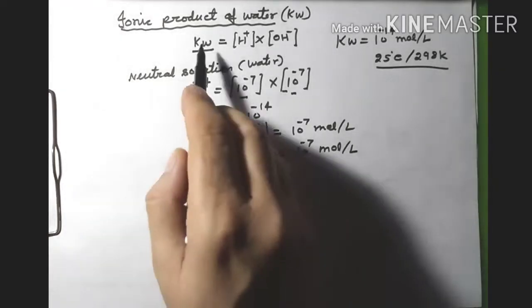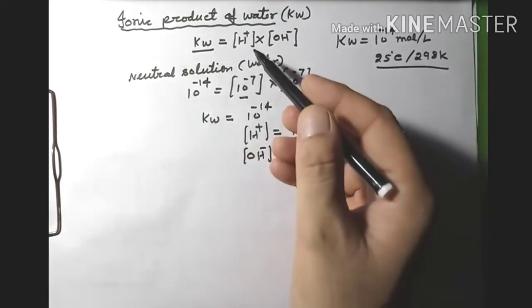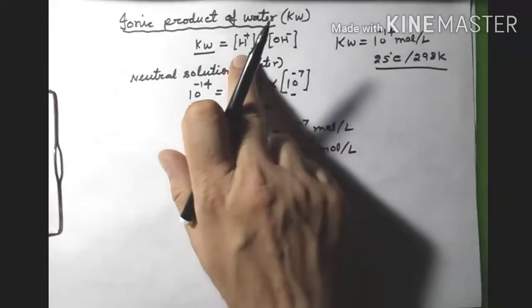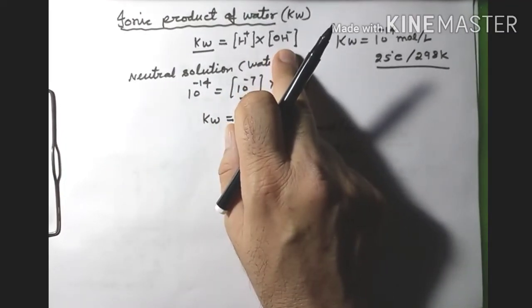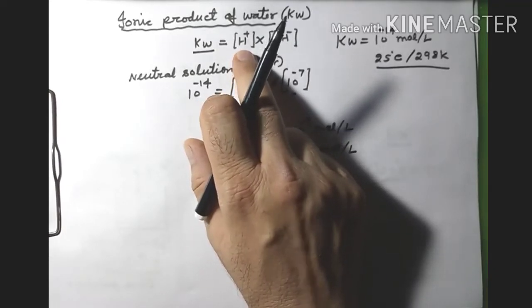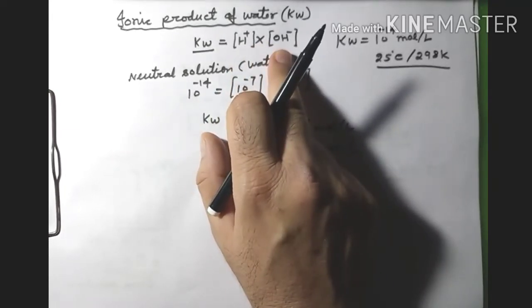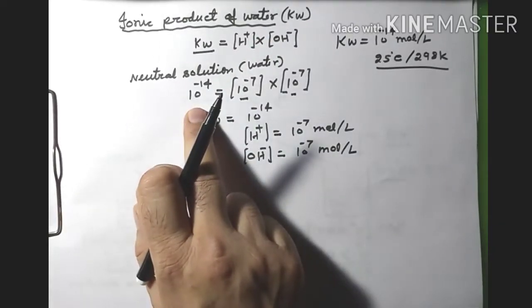And since the value of Kw remains constant, it means in any solution, if the concentration of H plus ion increases, then automatically the concentration of OH minus ion decreases. And if the concentration of H plus ion decreases, in the same solution the concentration of OH minus ion increases, because the product always remains constant, 10 to the power minus 14.